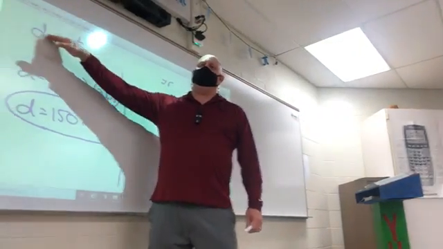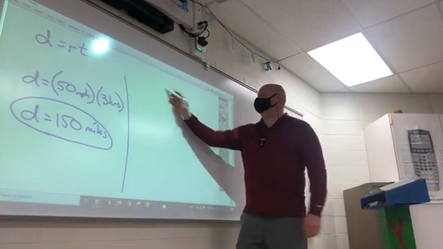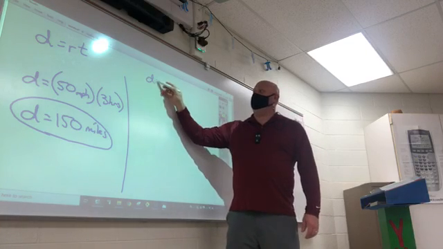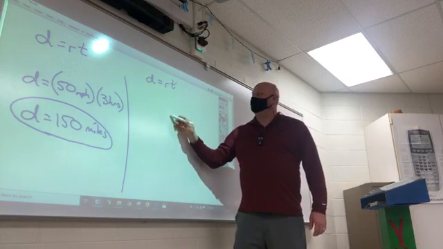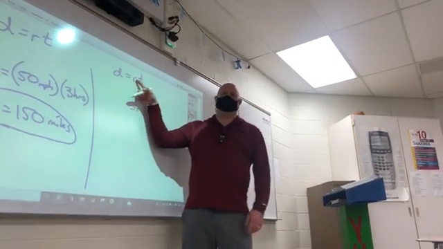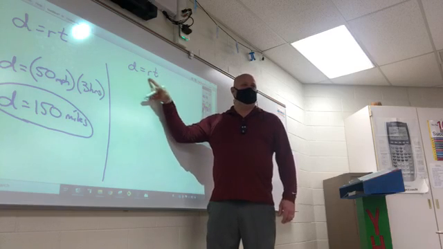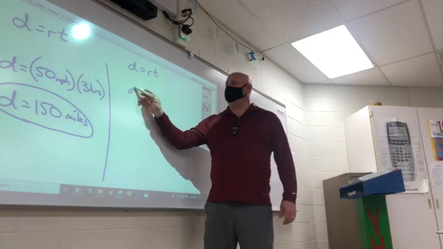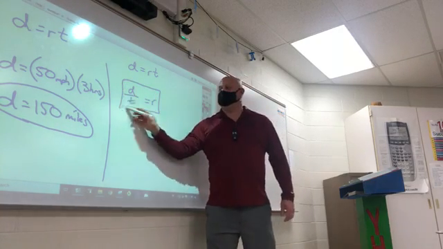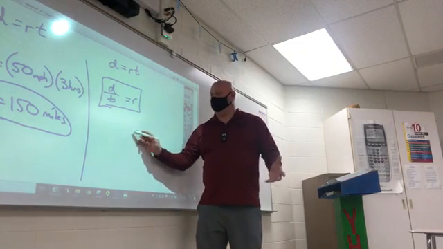So I want a formula that says rate equals something. Can I manipulate this formula, D equals RT, to make it say rate equals something? What would rate equal? How would I get rid of this T? You would divide. This would be the same thing as d over t, right? So now I have this formula that I can use to find the rate.